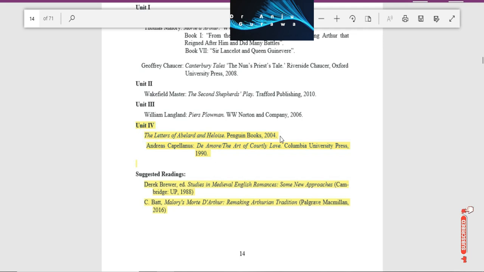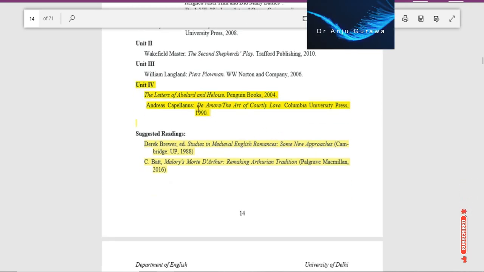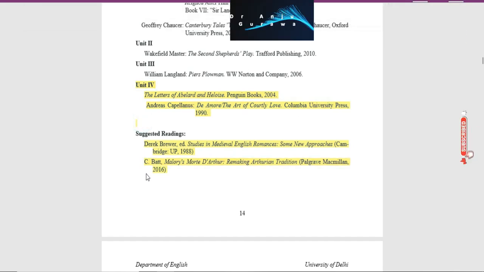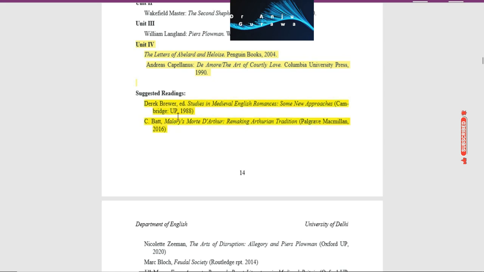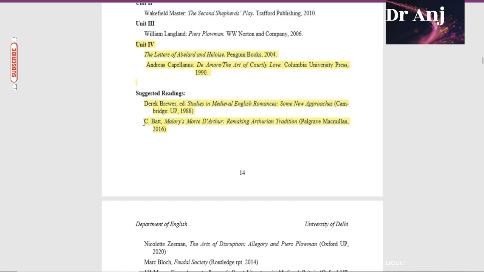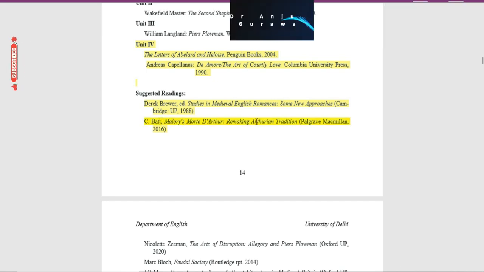Now, Andreas Capellanus, De Amore, The Art of Courtly Love, Columbia University Press. If you look at the reference books here, suggested readings are there. What I am trying to do today is Malory's Morte d'Arthur, a remaking of the Arthurian tradition, Palgrave Macmillan 2016. This is what we are going to study today.